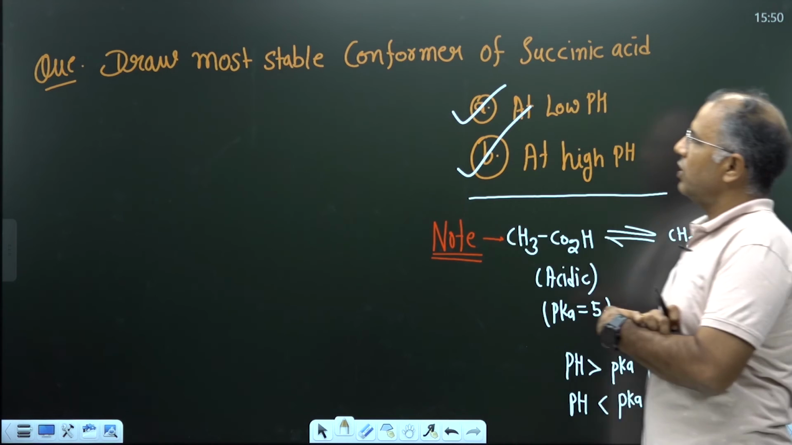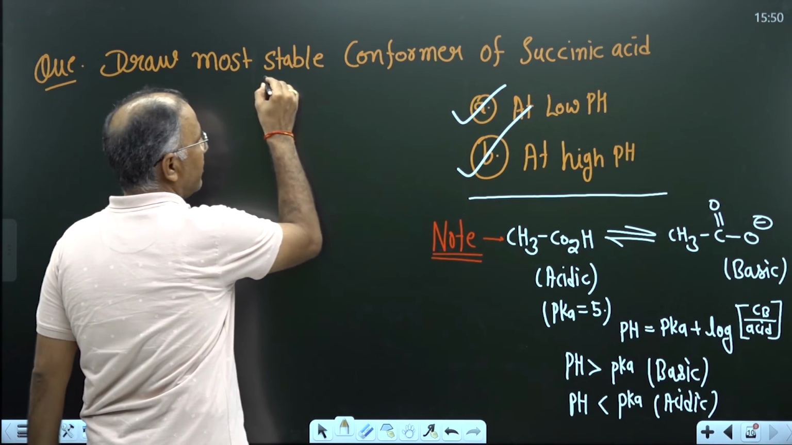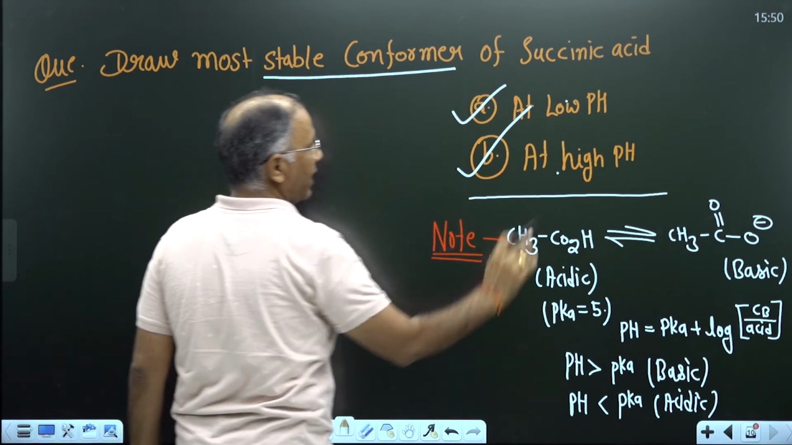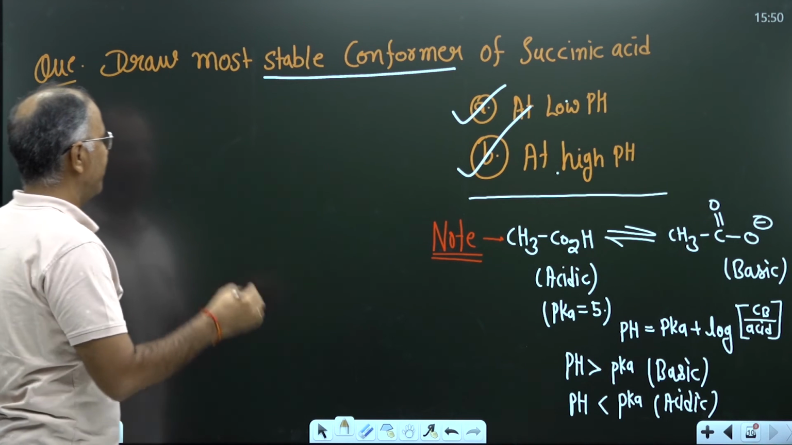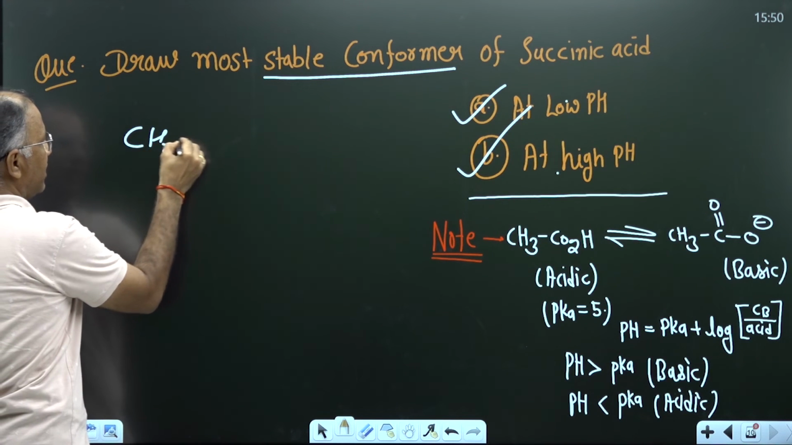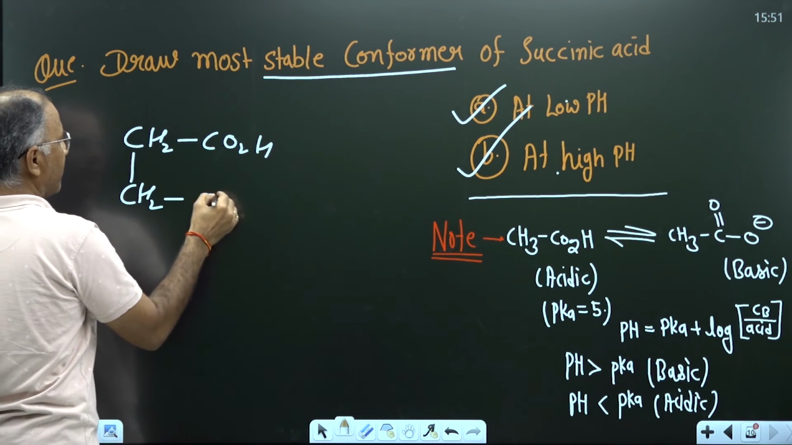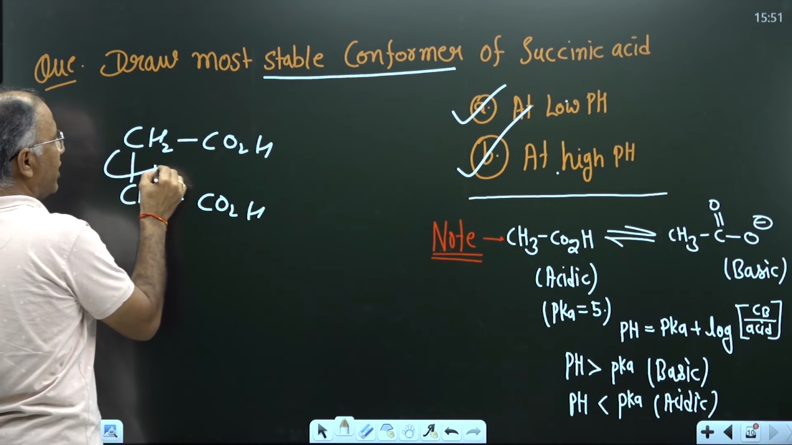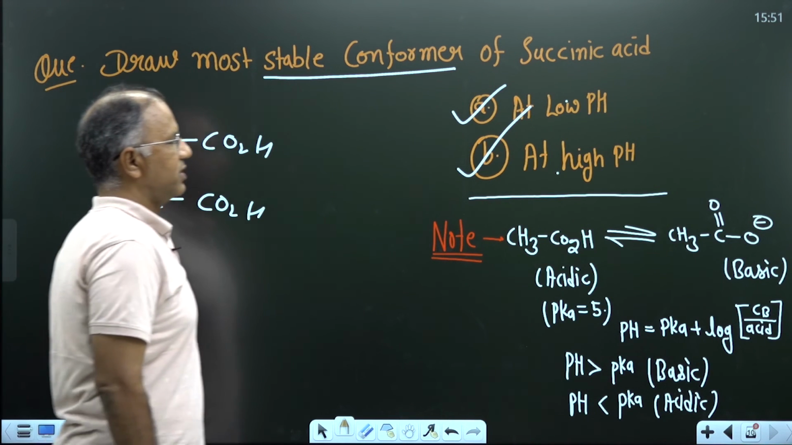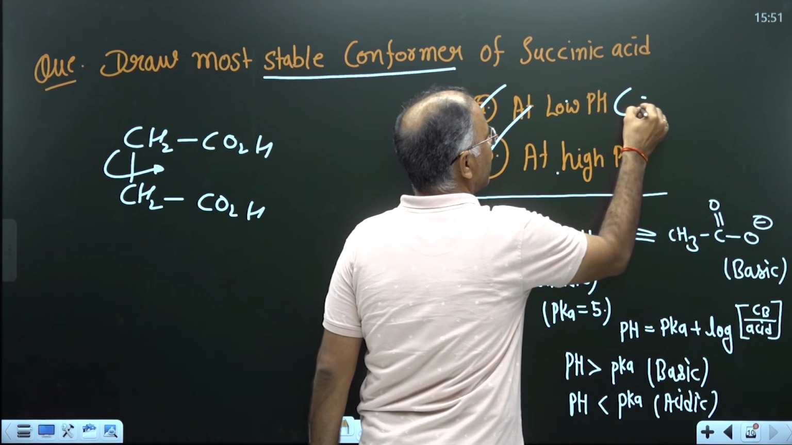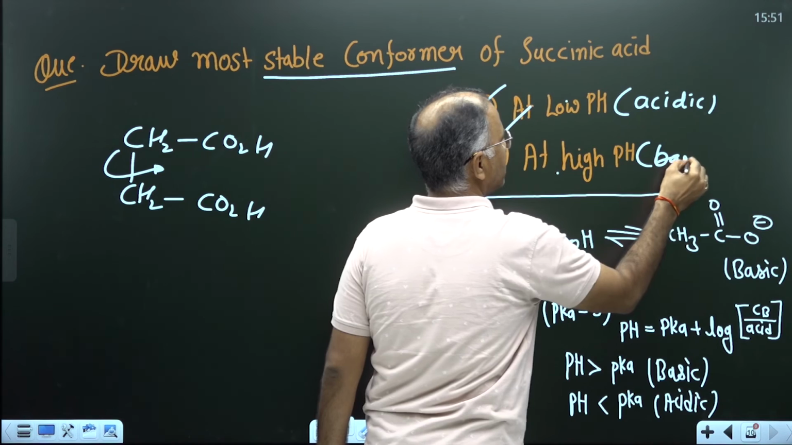Now in this question, draw the most stable conformer of succinic acid. You have to draw the most stable conformer of succinic acid at low pH and high pH. To solve this question, you must know the structure of succinic acid. Now as we know, this is the structure of succinic acid, butane 1,4-dicarboxylic acid. Now what is the meaning of low pH? Low pH means the solution is acidic. High pH means the solution is basic.